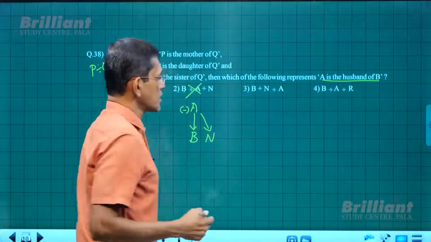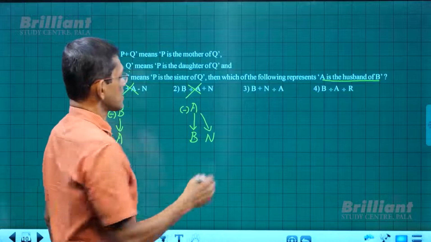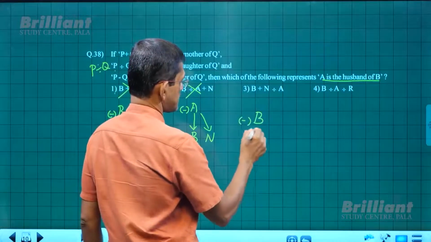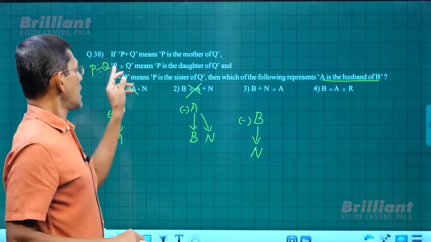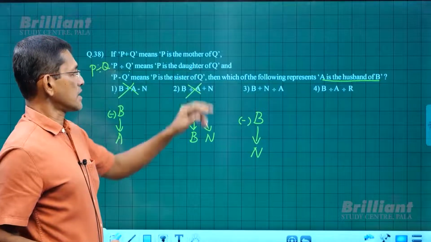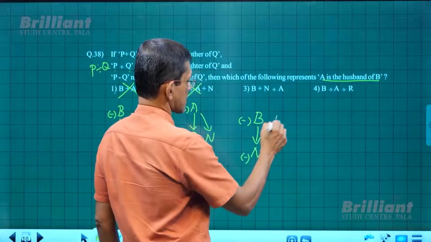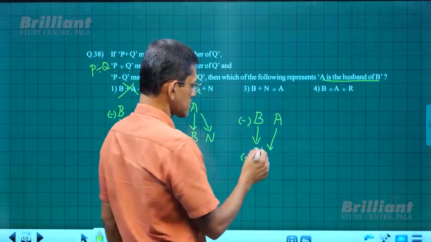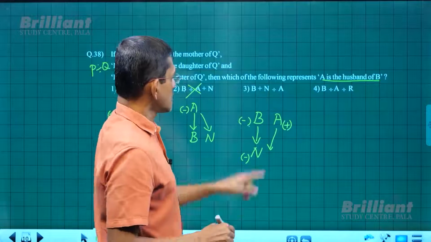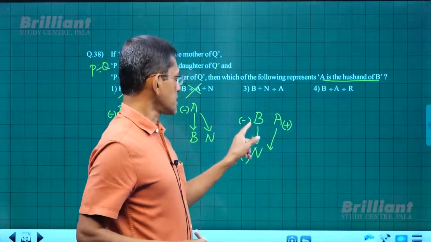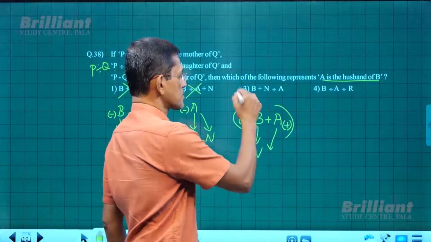Now, B plus N. B plus N means B is the mother of N. And N divided by A means N is the daughter of A. So N is a female, N is the daughter of A. B is the mother, and at the same time N is the daughter of A as well. So A is the father. That relationship clearly says that A is the husband of B. B is a female, A is the male. So A is the husband of B. So this is the relation.